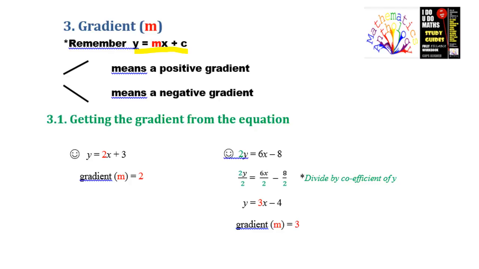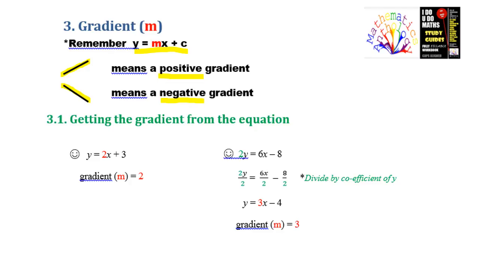Now these two diagrams here, as you move from left to right, if the line goes up, it means that it's a positive gradient. So m is a positive number. The next one, as you move from left to right, if the line goes down, it means that it's a negative gradient. So m will be a negative number.